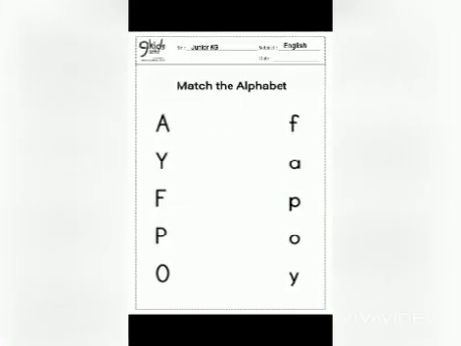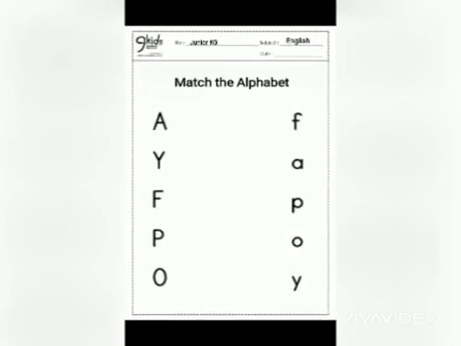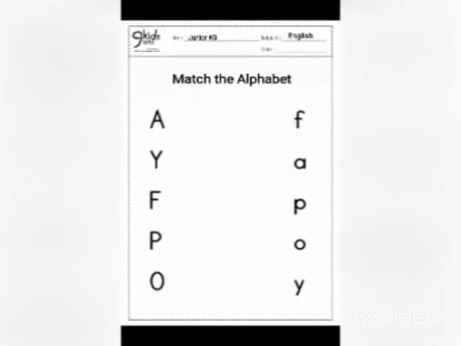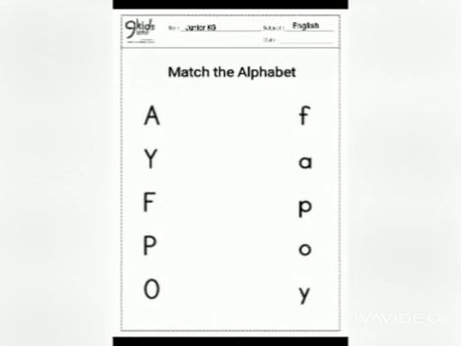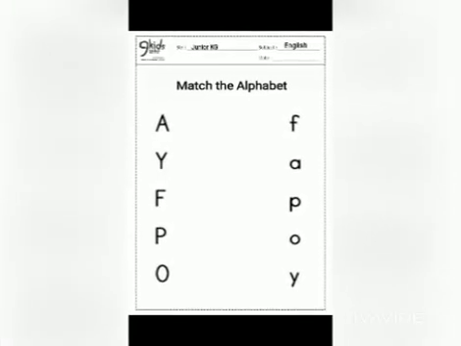Hey children, I know you all are very smart and know the alphabet very well. So today I am giving you a worksheet related to the alphabet. In this worksheet, you can match the alphabet. First, you recognize the capital alphabet, then match it with its small alphabet.